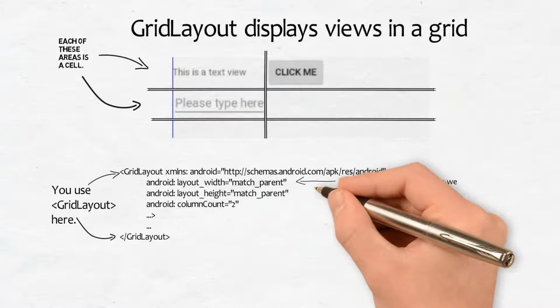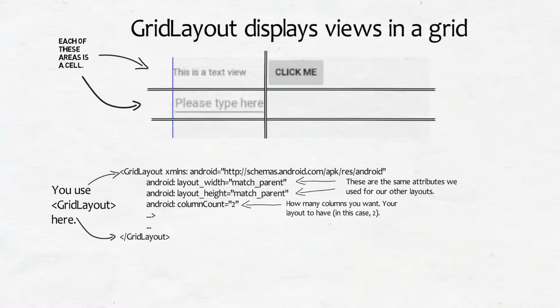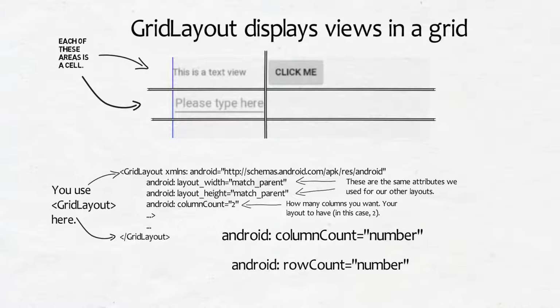You specify how many columns you want the grid layout to have using android:columnCount equals number, where number is the number of columns. You can also specify a maximum number of rows using android:rowCount equals number, but in practice you can usually let Android figure this out based on the number of views in the layout. Android will include as many rows as is necessary to display the views.